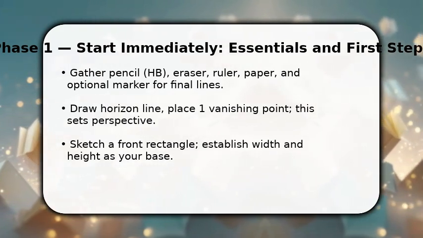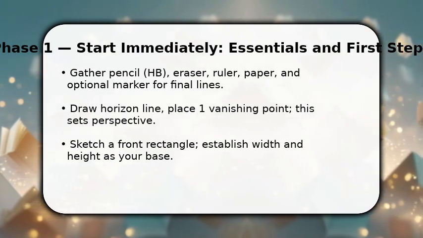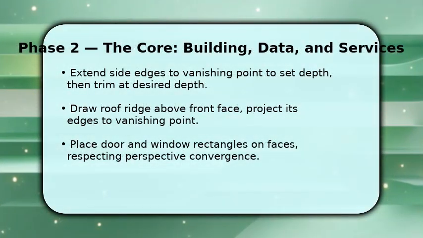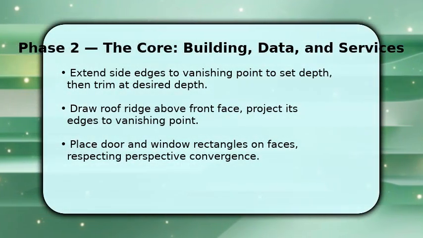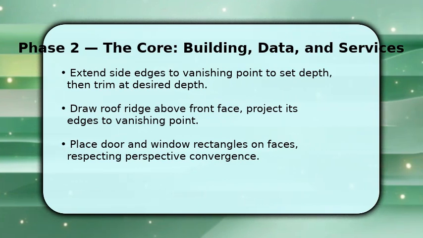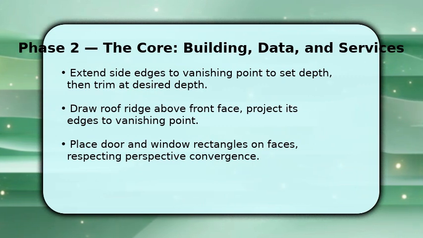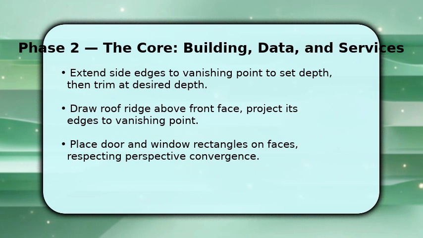These first steps lock in perspective, and they let you build a 3D house that reads correctly from any angle. Once the base is set, extend the side edges of the front rectangle toward the vanishing point to create the house's depth. Then decide where to cut them off for the back corner. Next, add a roof ridge centered above the front face and project the roof edges back to the same vanishing point so the slope matches perspective.